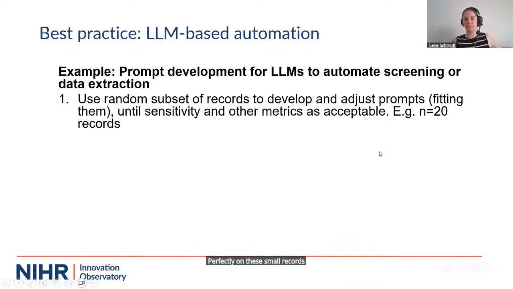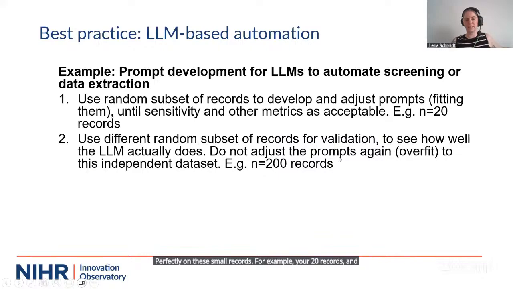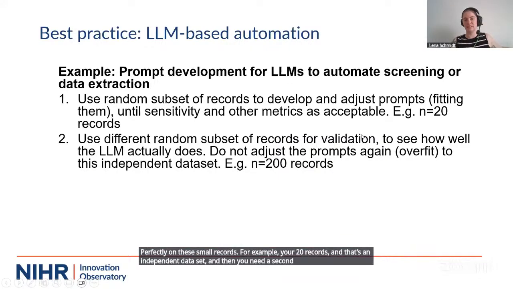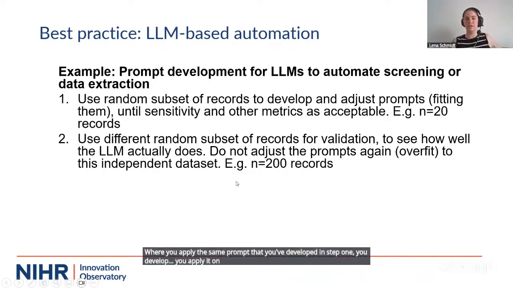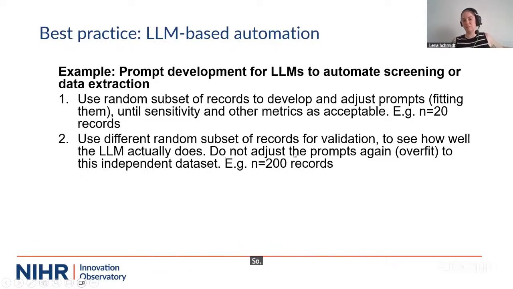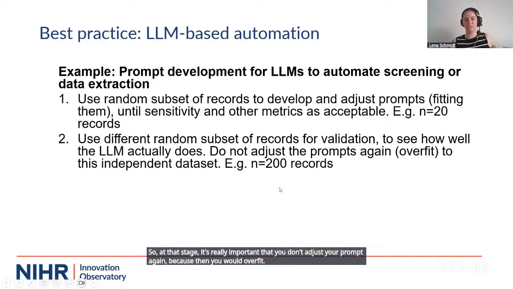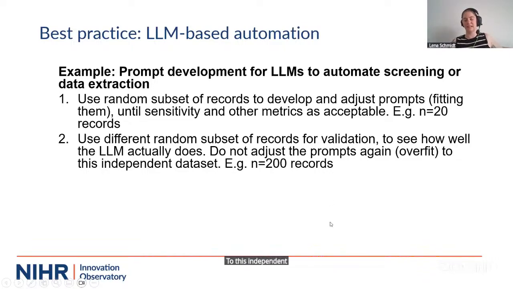For example, you have 20 records, and that's an independent data set. And then you need a second independent data set, which is a testing set, where you apply the same prompt that you've developed in step 1. You apply it on step number 2 to see how well the LLM actually does. At that stage, it's really important that you don't adjust your prompt again, because then you would overfit to this independent data set. And this is usually a slightly bigger data set, like, for example, 200 records.